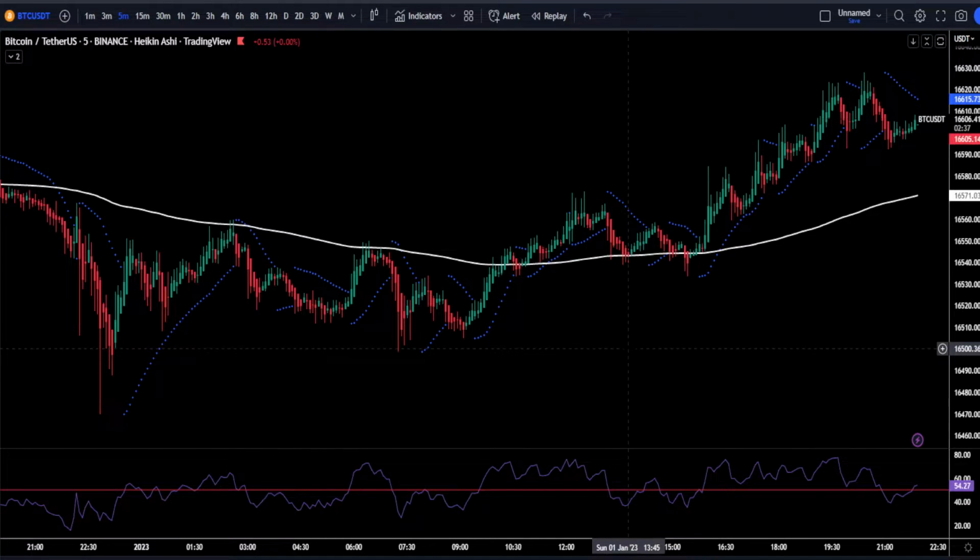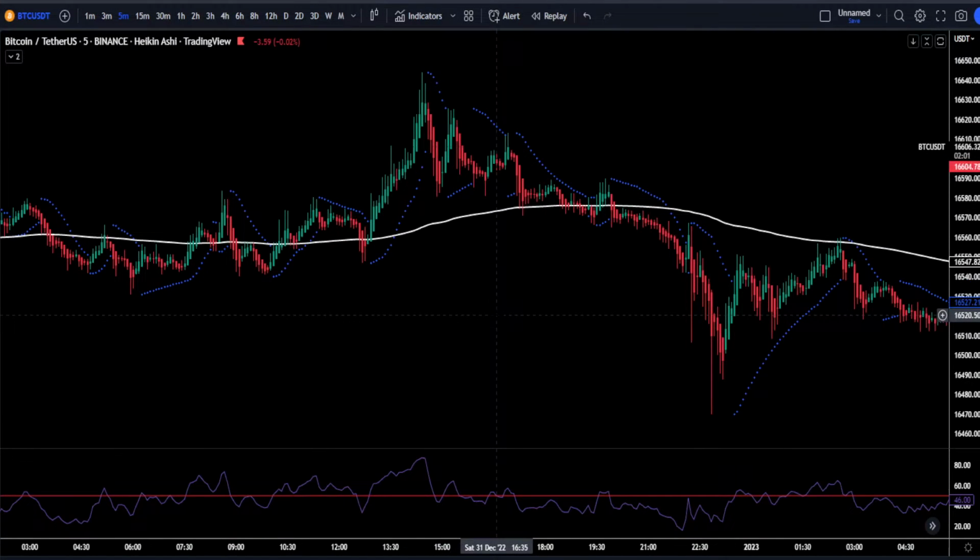Let's get into our entry rules. So here are the rules for entering into a trade. First, we can only enter a long position if the price action is sitting above our 200 EMA. And if the price action is below the EMA, then we're only going to be looking for short positions.